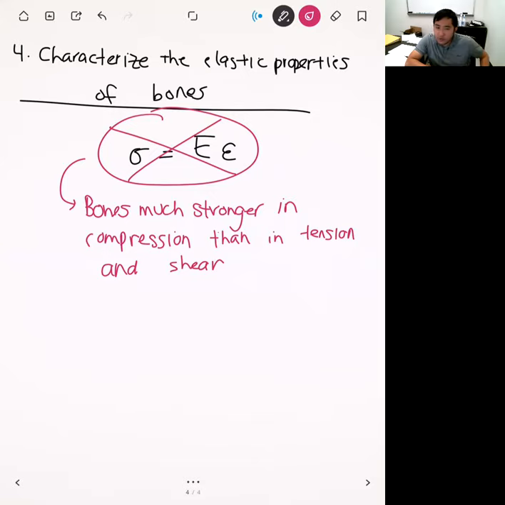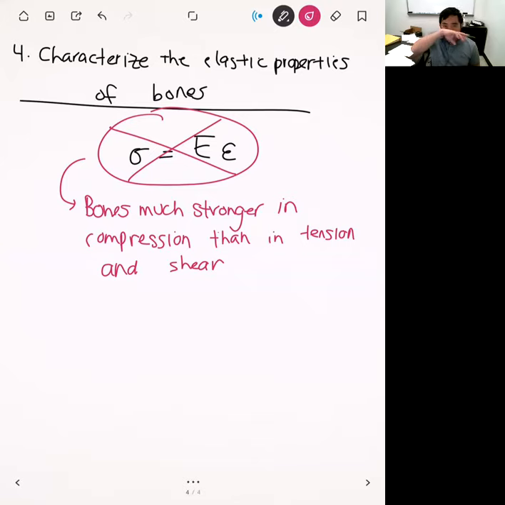Especially the bones of your back and of your lower body, okay? And so generally, because your bones are subjected to so many compressive loads, they need to be much stronger in compression than they are in tension or shear, okay? And so this simple material model of a linear isotropic Young's modulus type of material is not adequate to describe the material properties of bone.